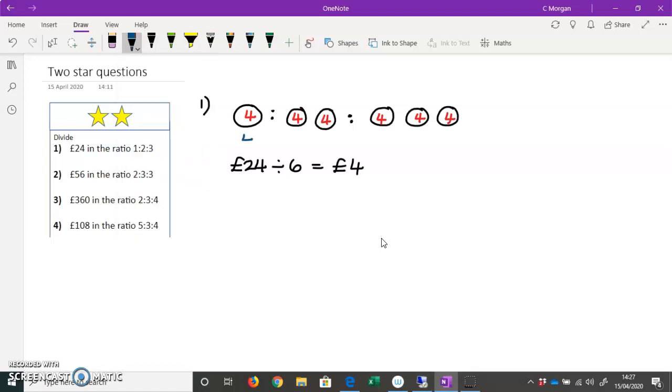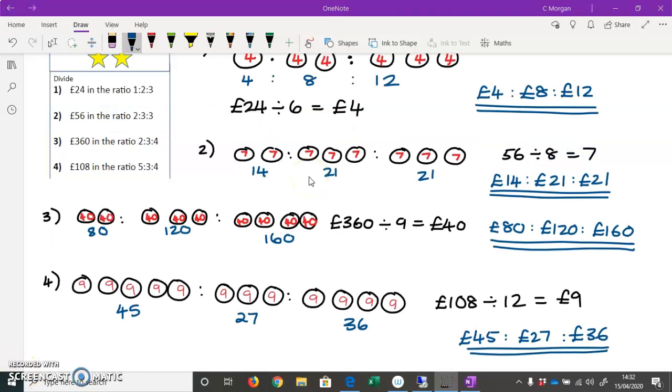And if I write my £4 in each one, I can then see how to get my answers. I've got £4 on the left-hand side, I've got £8 in the middle, and I've got 3 lots of 4, which is 12 on the right-hand side. My final answer is £4 to £8 to £12. I'm now going to show you the rest of the answers. So here are the rest of the answers. Question 2 was 14 to 21 to 21. Number 3 was 80 to 120 to 160. And number 4 was 45 to 27 to 36.